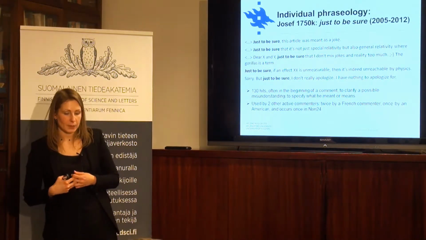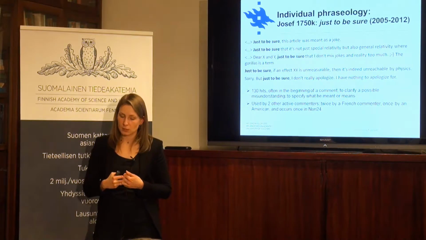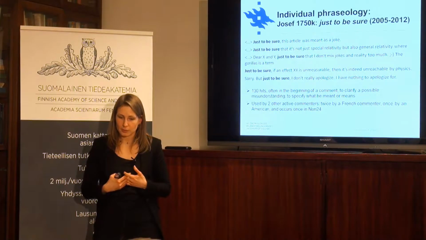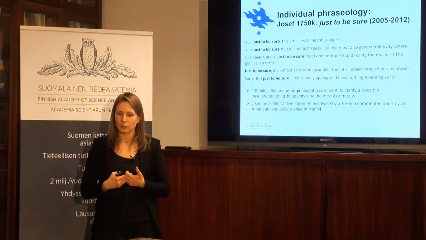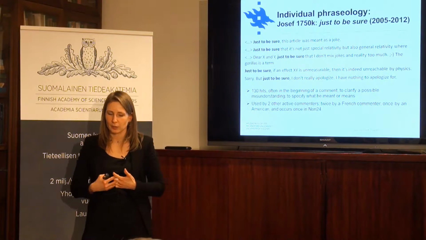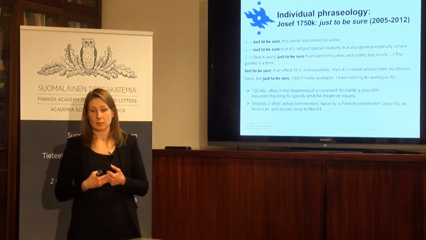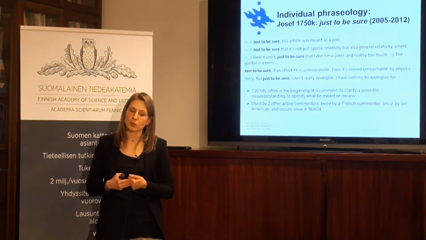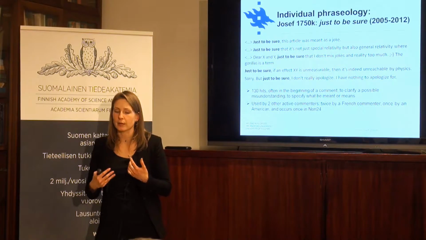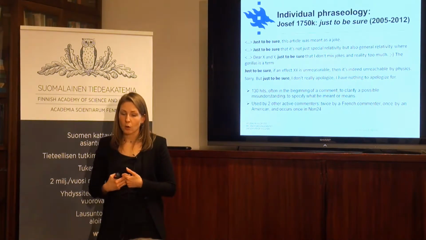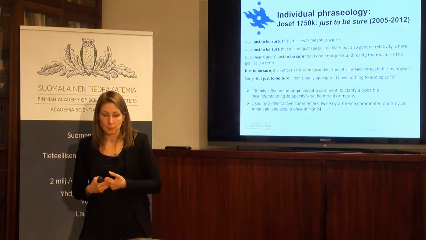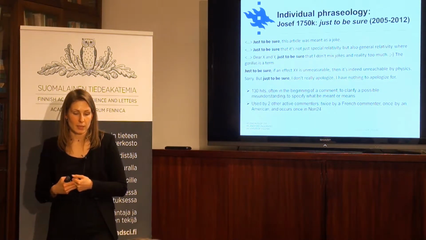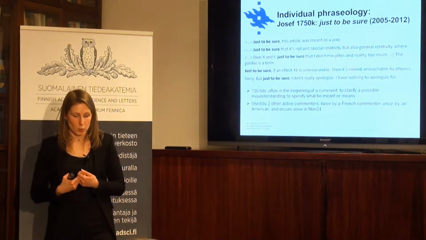It's "just to be sure," and Joseph uses it 130 times. Of course, he has contributed a lot of words to this corpus, about 2 million words, but still 130 instances is quite many. And he tends to use this phrase at the beginning of a comment to clarify a possible misunderstanding, for instance, or to specify what it is that he means. So for instance, he would say, "Just to be sure, this article was meant as a joke."